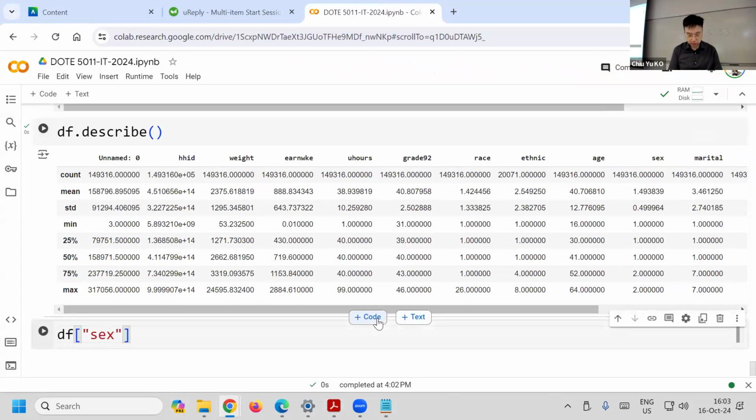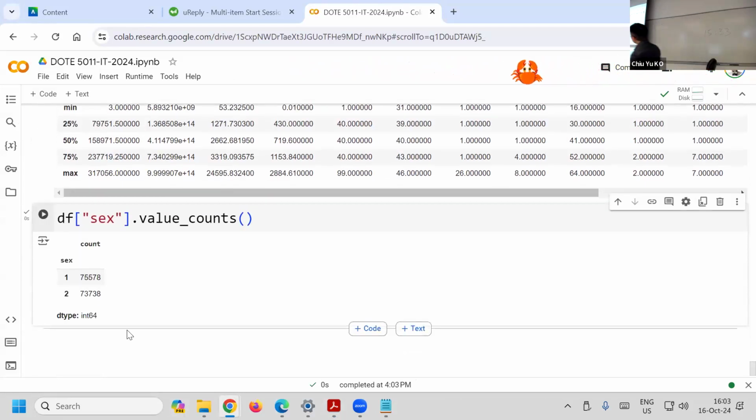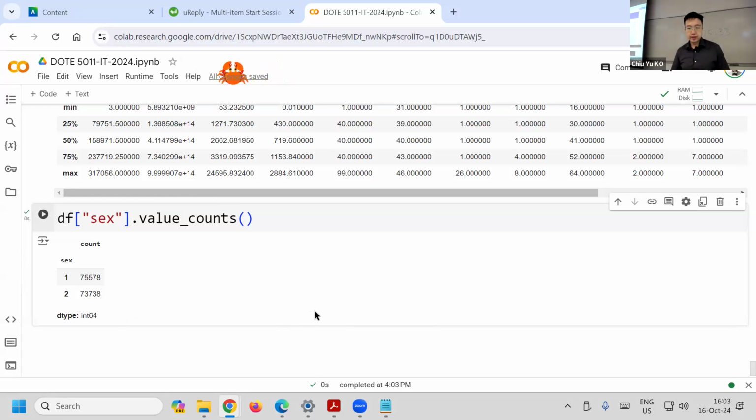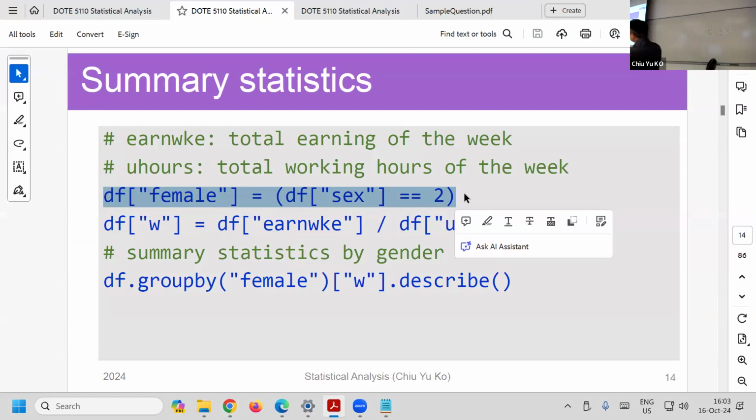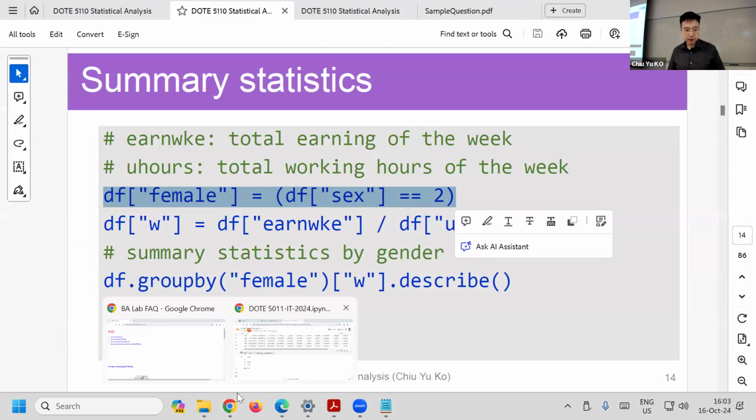Sex, call value counts, with some summary statistics. You will see almost half of them are men and half of them are women. 1 is man, 2 is woman. So that's why we want to set up a dummy variable for female, which is 1 when it's female and 0 when it's male. So that's what we're going to do. That's the first step.